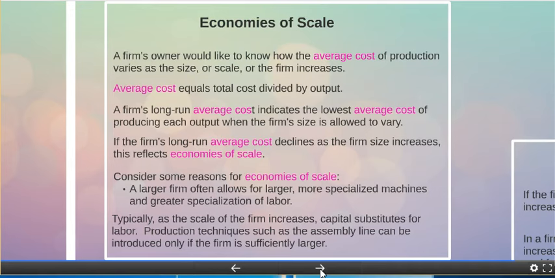Reasons for economies of scale would be a larger firm often allows for larger, more specialized machines and greater specialization of labor. So typically, as the scale of the firm increases, capital substitutes for labor. They bring in machines to substitute for labor. Production techniques such as the assembly line can be introduced only if the firm is sufficiently large. So economies of scale, what we need to remember is if the firm's long-run average cost declines as the firm increases, this reflects economies of scale. So as they get bigger, they can produce stuff cheaper.